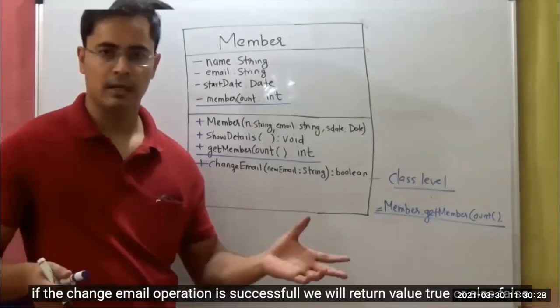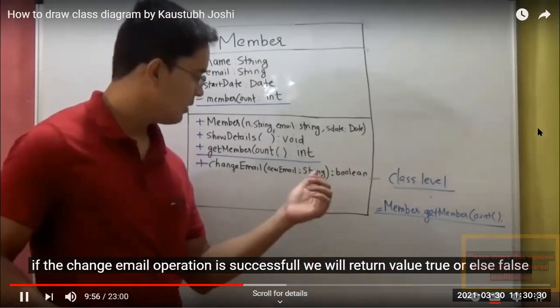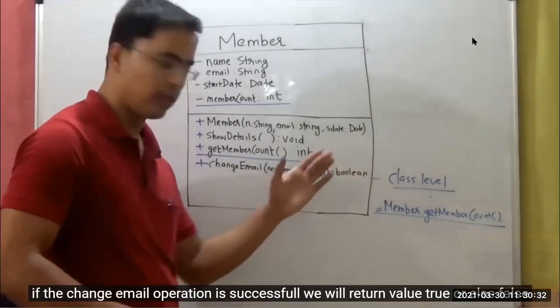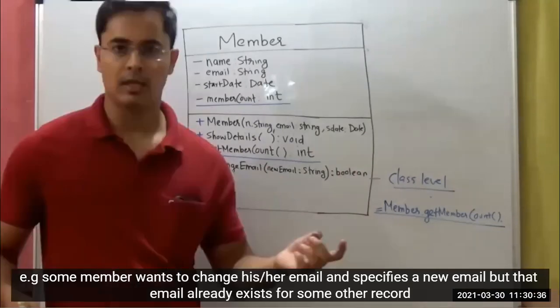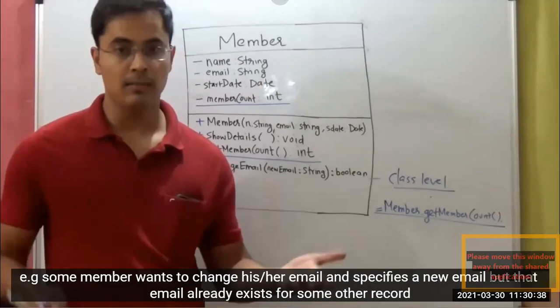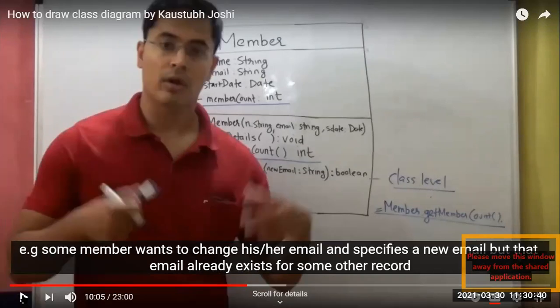If the change email operation is successful, we'll return true, otherwise false. And let's say somebody is trying to change the email and specified an email which already exists for some other member, then in that case we shall not change the email and return false. Try to correlate all this discussion with respect to your project topic so that you will be able to draw the UML diagram for your project.